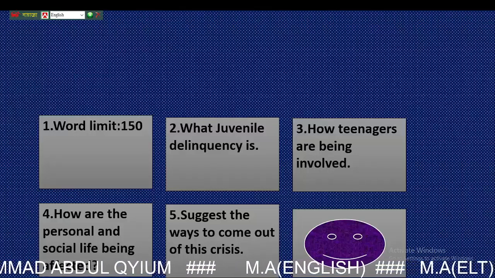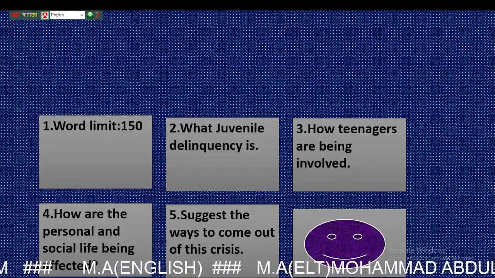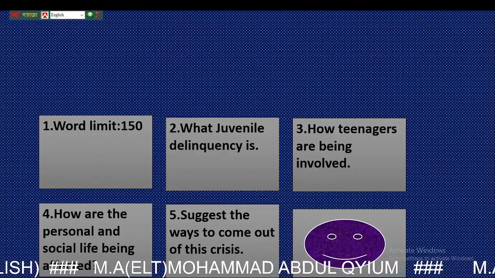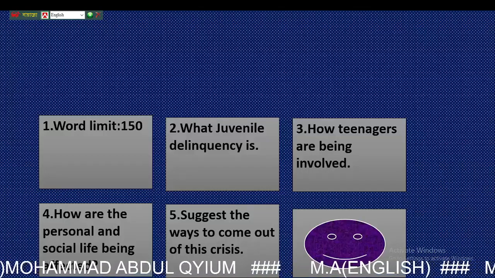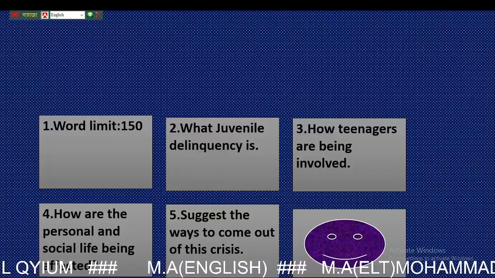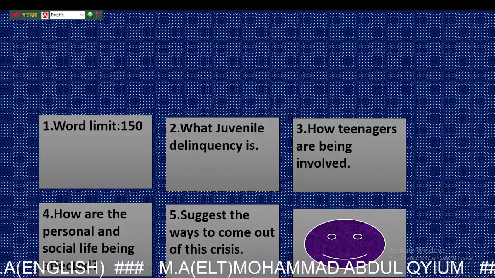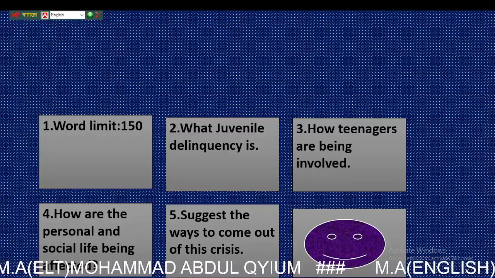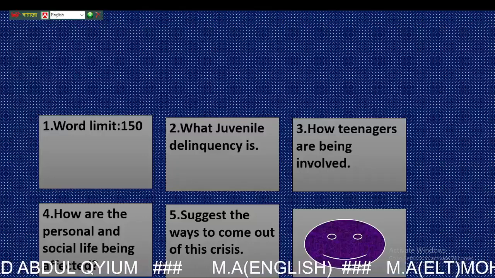Next question is, how are the personal and social life being affected? You see, if a young man becomes involved in criminal activities, his life goes astray. To the eyes of the society, he is not a good man. He deserves some legal punishment. But of course, he doesn't deserve death penalty or life imprisonment. Juvenile delinquency deserves legal punishment, I mean soft punishment, not hard punishment. For example, not life imprisonment, not death penalty.